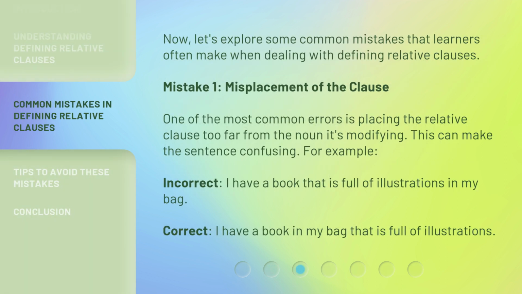Now, let's explore some common mistakes that learners often make when dealing with defining relative clauses. Mistake 1. Misplacement of the clause. One of the most common errors is placing the relative clause too far from the noun it's modifying. This can make the sentence confusing. For example, incorrect. I have a book that is full of illustrations in my bag. Correct. I have a book in my bag that is full of illustrations.